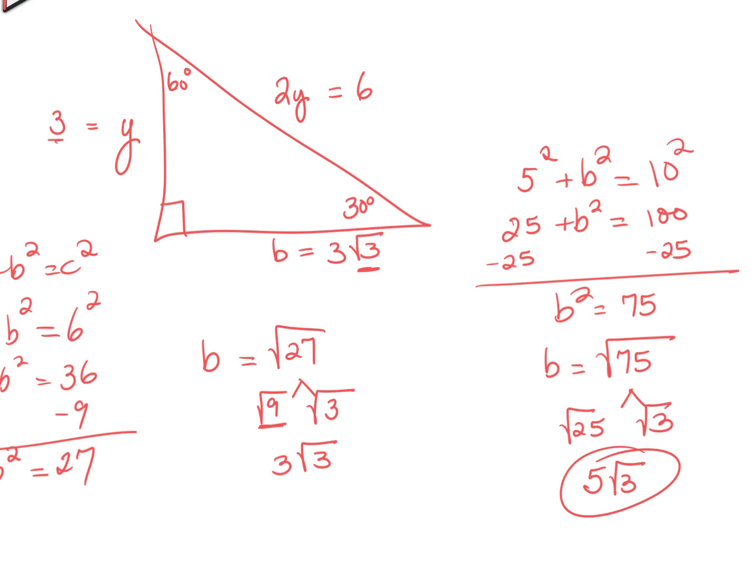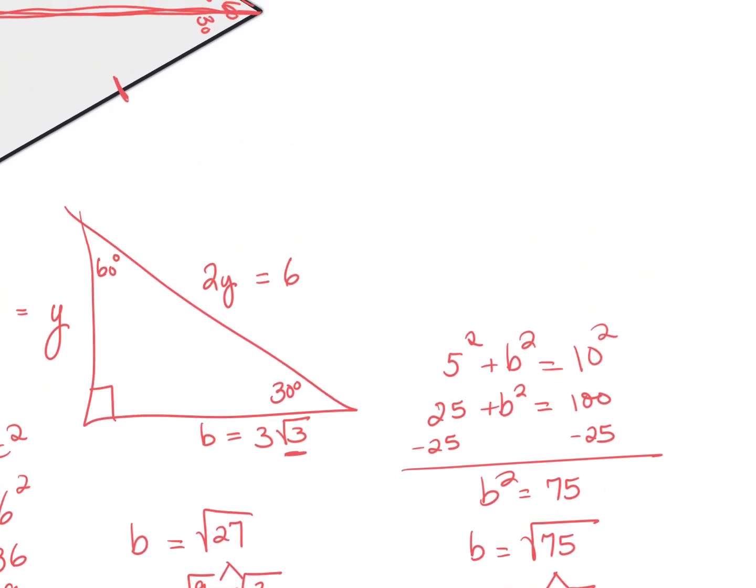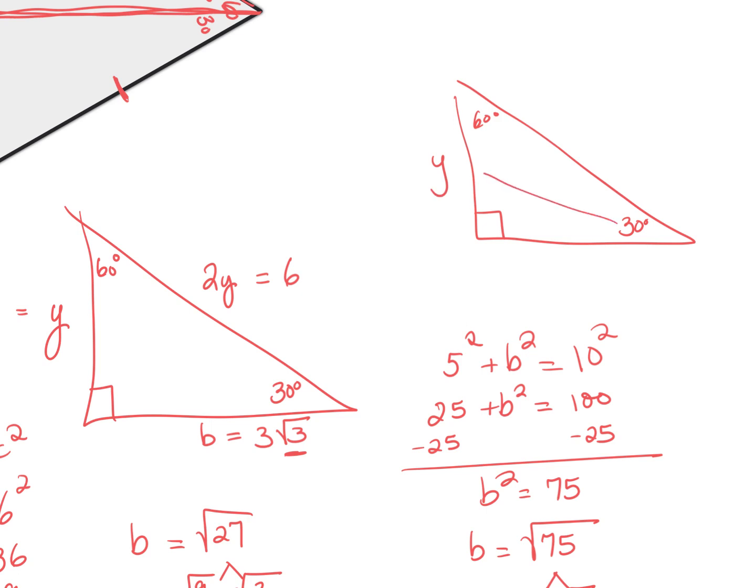So the pattern that we have found is that a 30, 60, 90 triangle always has this side length here across from the 30 degrees, the hypotenuse will always be double that length, and the remaining leg across from the 60-degree angle will be the length of y times the square root of 3.